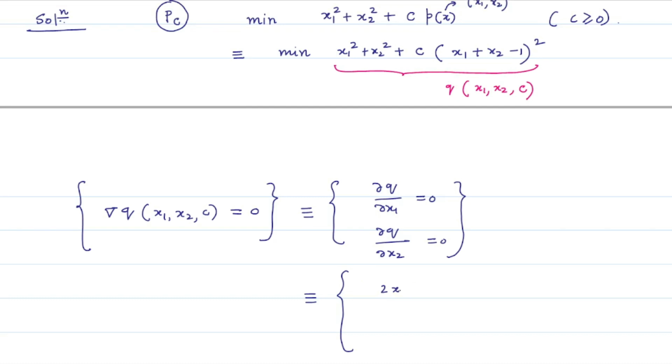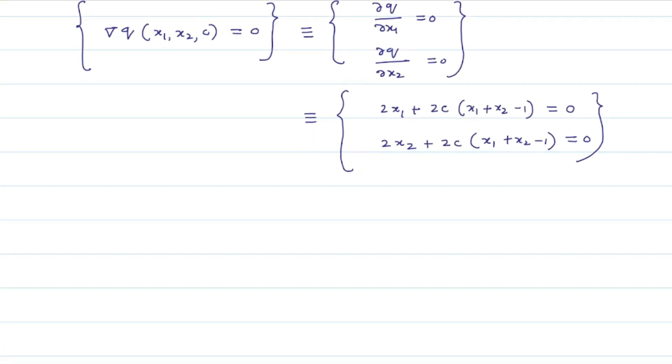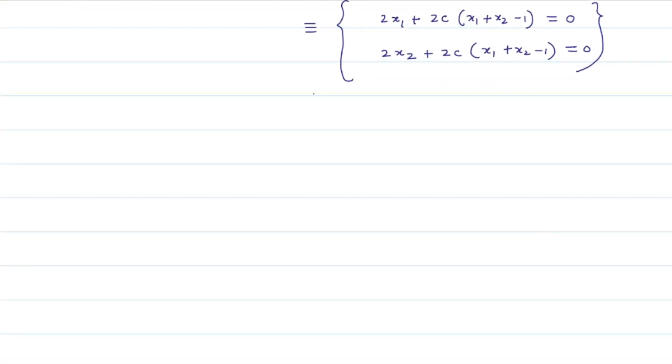Looking at the expression of q, del q by del x1 is this expression, and the partial derivative of q with respect to x2 is this expression. Now a solution to this system is x1 equal to c by (2c plus 1) and x2 equal to c by (2c plus 1).